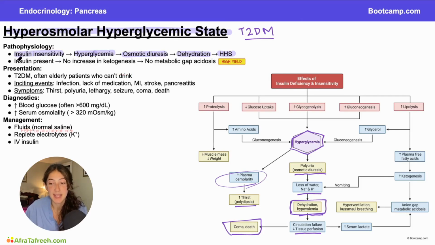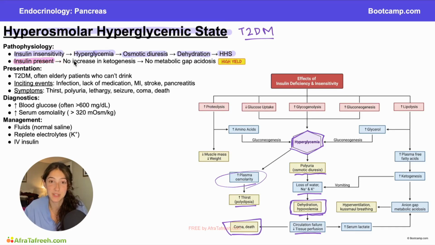And then one key part of HHS that is going to separate it from DKA and type 1 diabetes is that in HHS you still have insulin present. So remember, in DKA we didn't have any insulin present and we had high levels of glucagon, and this is what stimulated our lipolysis, our ketogenesis, processes like that responsible for making more glucose. But in HHS we actually do still have insulin present.